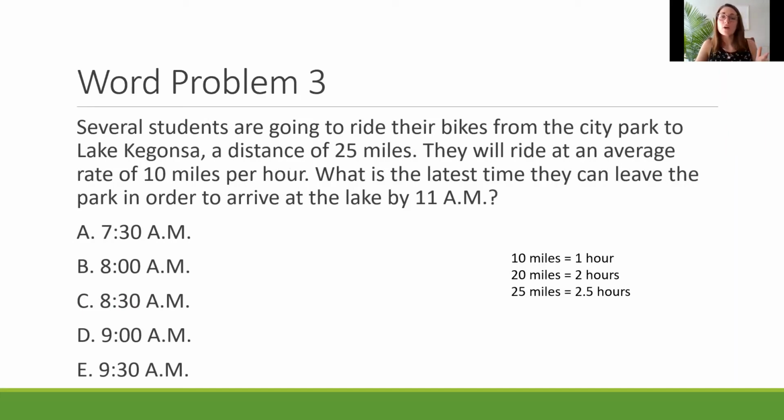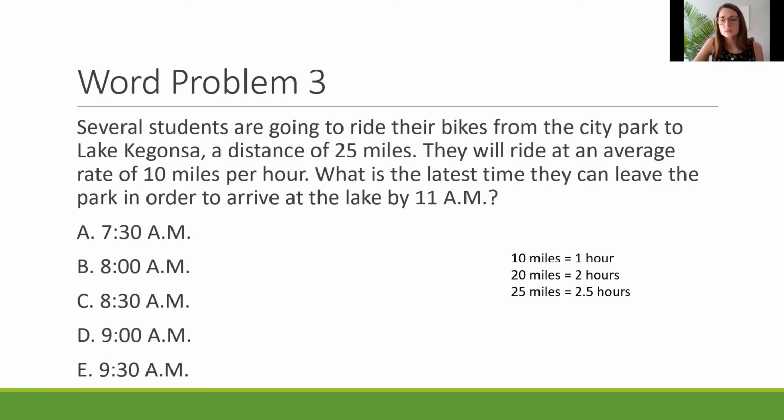First, we need to figure out how much distance they can cover in a certain amount of time. And then we need to backtrack to see what time they would need to leave in order to arrive on time. So first, I'm going to know, okay, 10 miles is what they're doing in 1 hour, which means that in 2 hours, they're going to cover 20 miles. Which means I need to get to 25, right? So 25 miles is going to be 2.5 hours, right? If I went 3 hours, that would be 30 miles because we're counting by tens. So I need to go right in between that 2 hours and 3 hours at 2.5 hours.